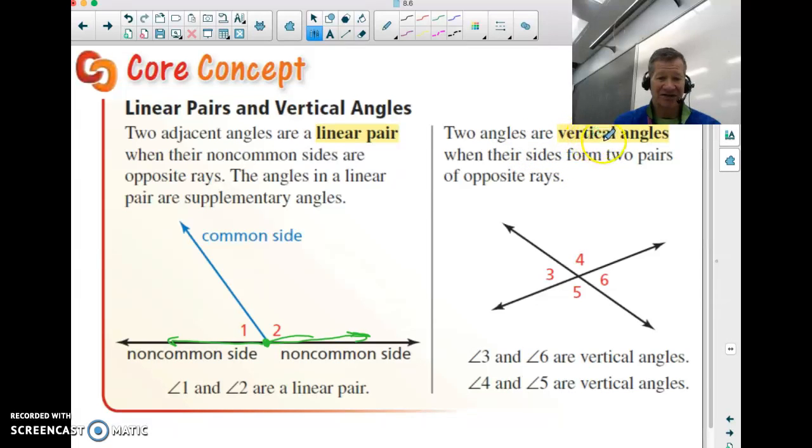Now, vertical angles are angles that are non-adjacent, and their sides form two pairs of opposite rays. So they have a common vertex, but they don't have a common side. Their sides are two pairs of opposite rays.